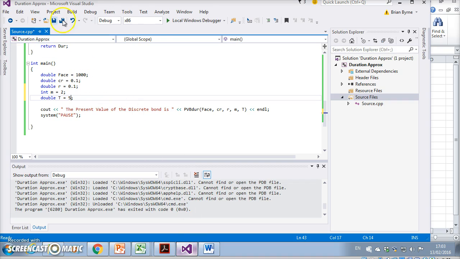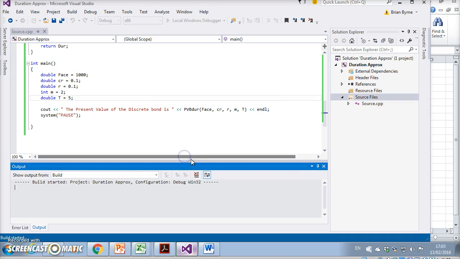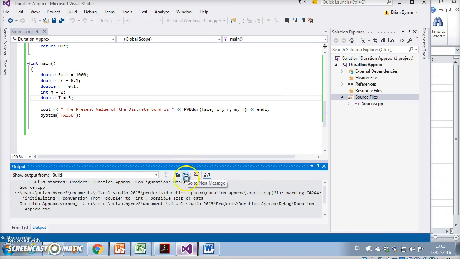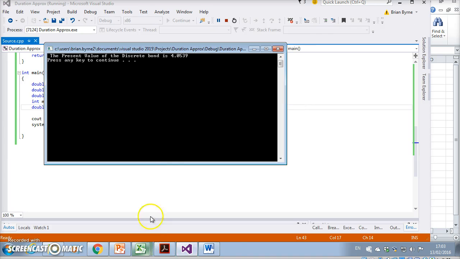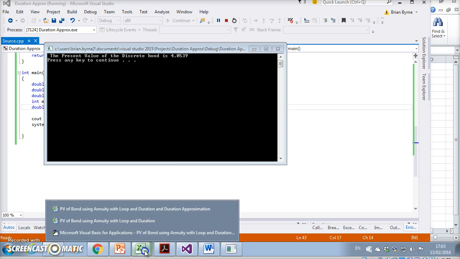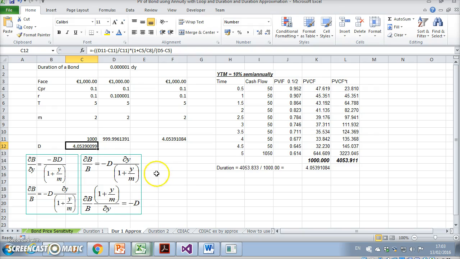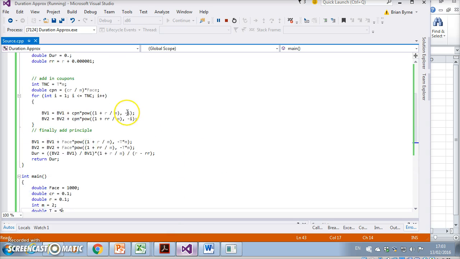Okay, so let's run this. When we run this, we expect to get the same value for duration, and the value here is 4.0539, and we look here and we have 4.0539. So okay, we're getting the same figure. So let's have a look at the code and what's going on.